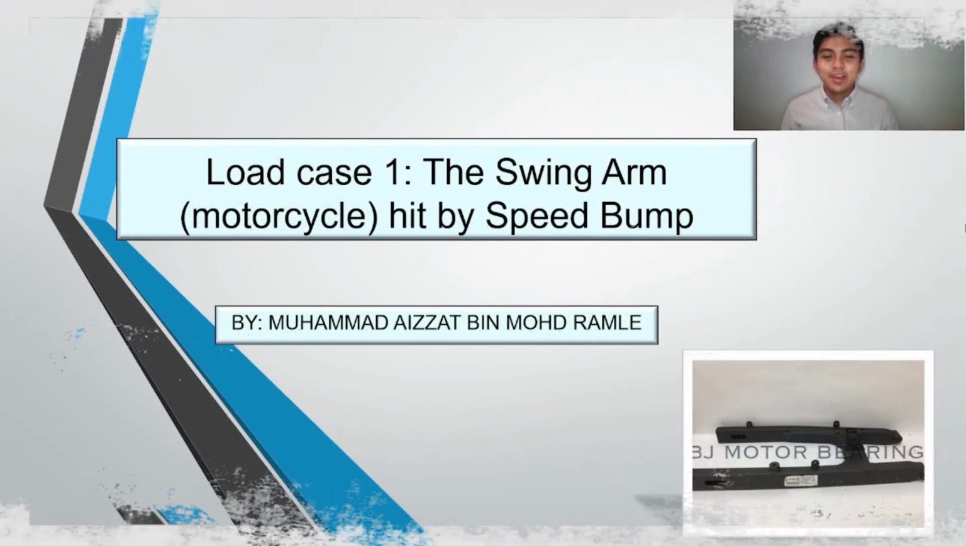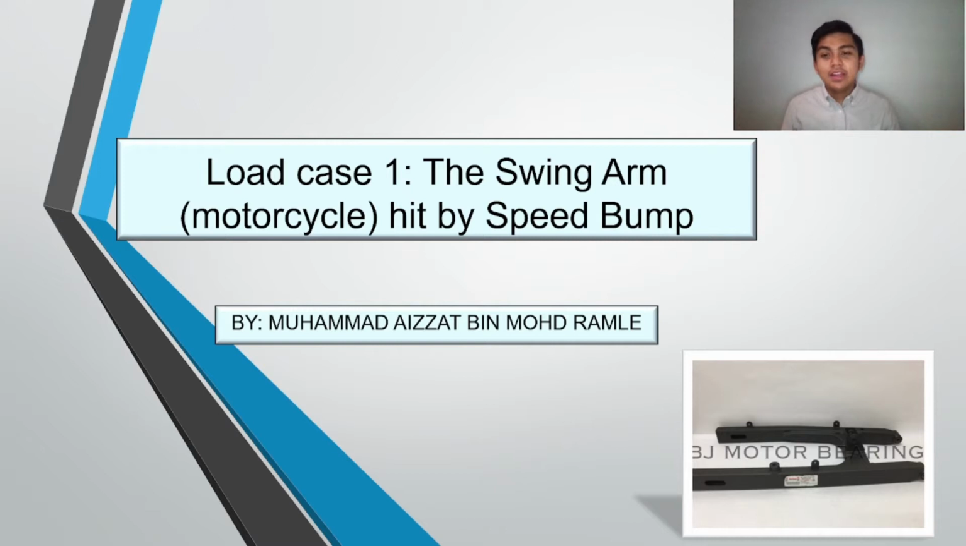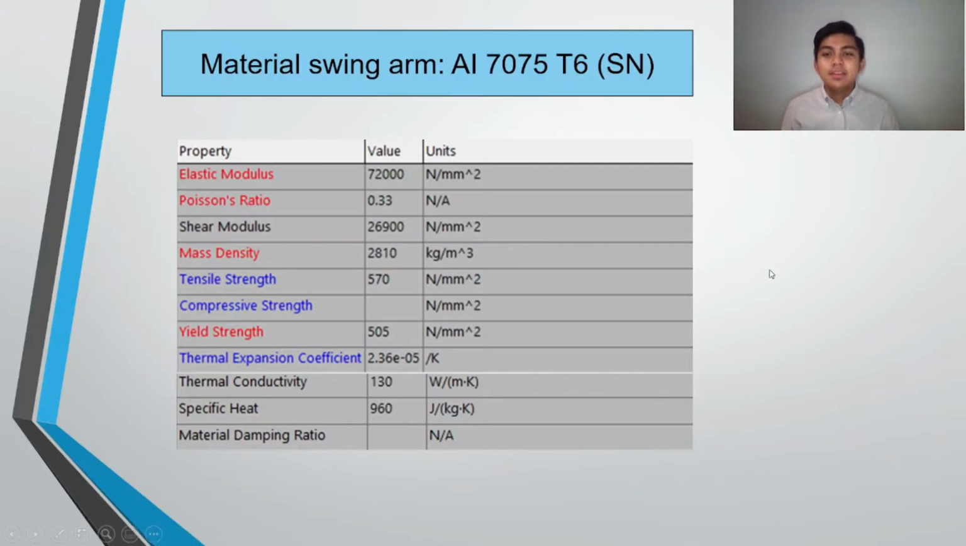Hello, my name is Muhammad Aizzat Ramle. I would like to present load case 1, the swing arm of the motorcycle hit by the speed bump. This is the material of the swing arm, AL7075 T6. These are the properties that I got from SolidWorks when I applied the material to the swing arm.